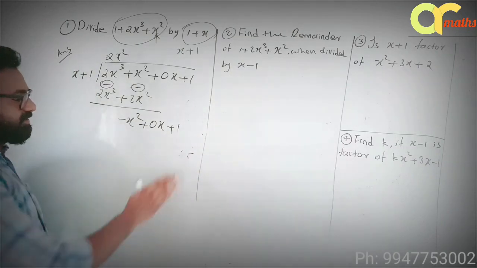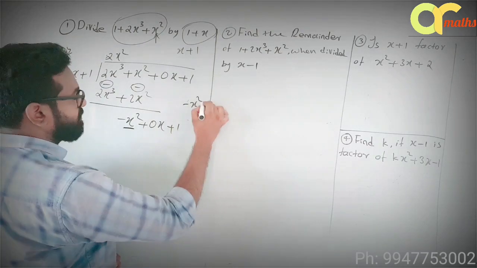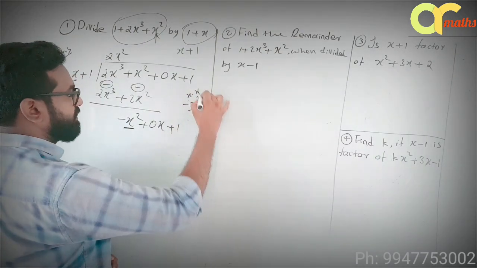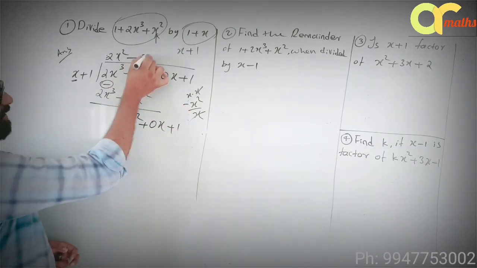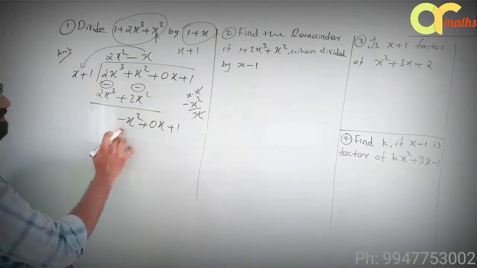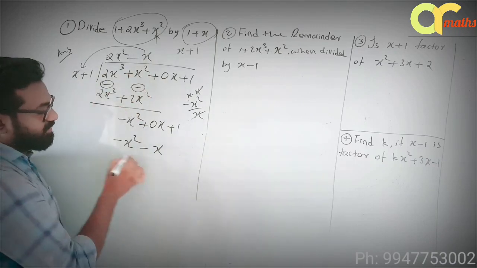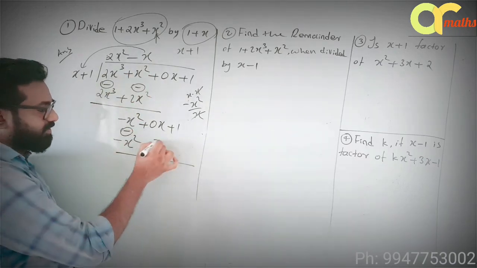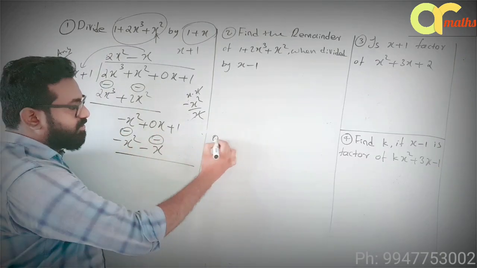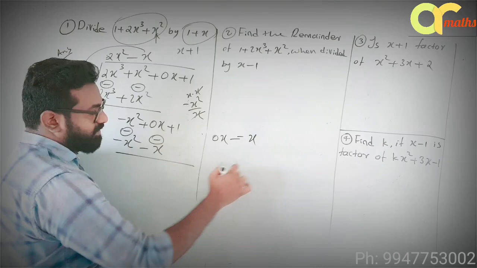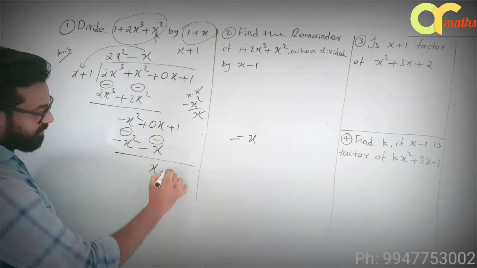Then repeat the same process. So 2x square, then minus x square divided by x. What is minus x square divided by x? x square means x into x. From that you can cancel x. So the rest of the term is minus x. Minus x into x plus 1. What is minus x into x plus 1? Minus x into x is minus x square. Minus x into 1 is minus x. Then subtraction. What is the answer? Minus x square minus minus x square is 0. 0x minus minus x. Negative negative is positive. So the answer here is positive x plus 1.